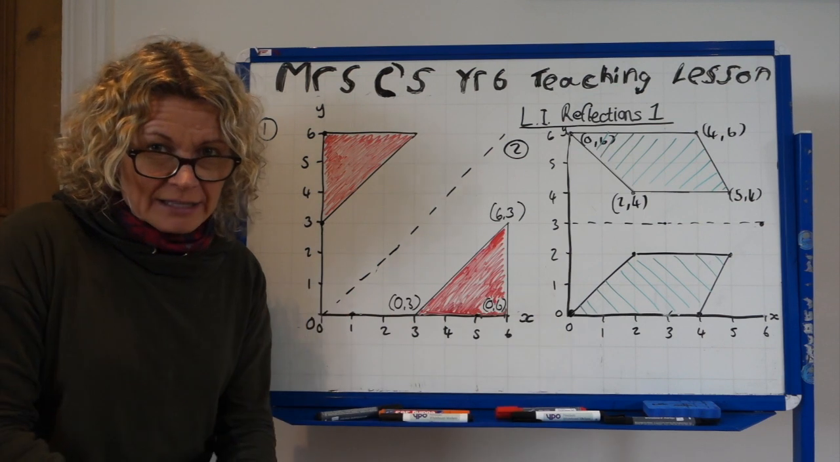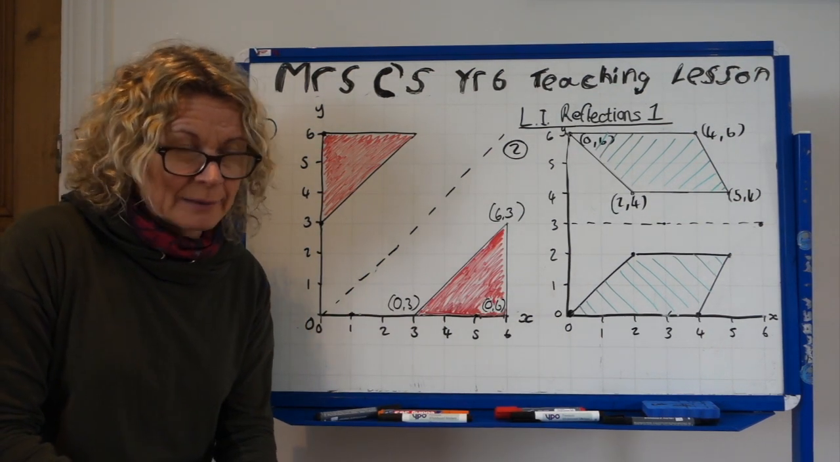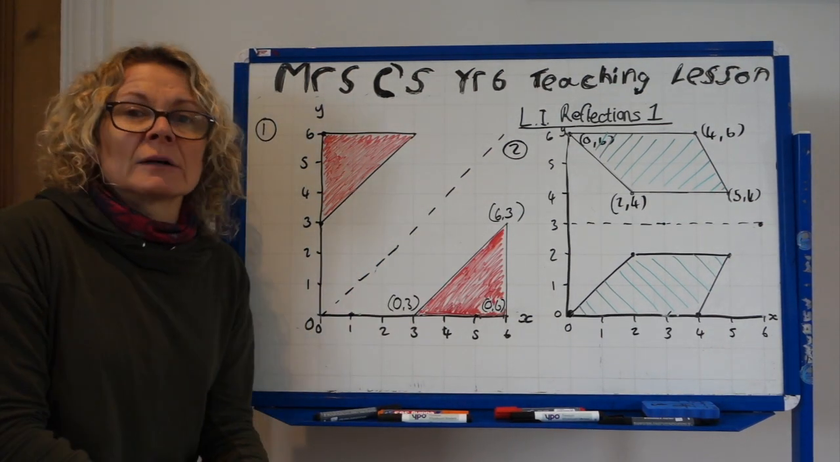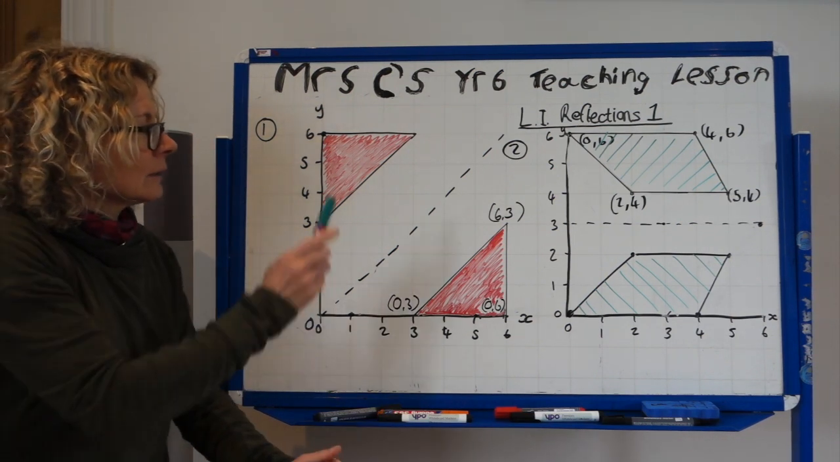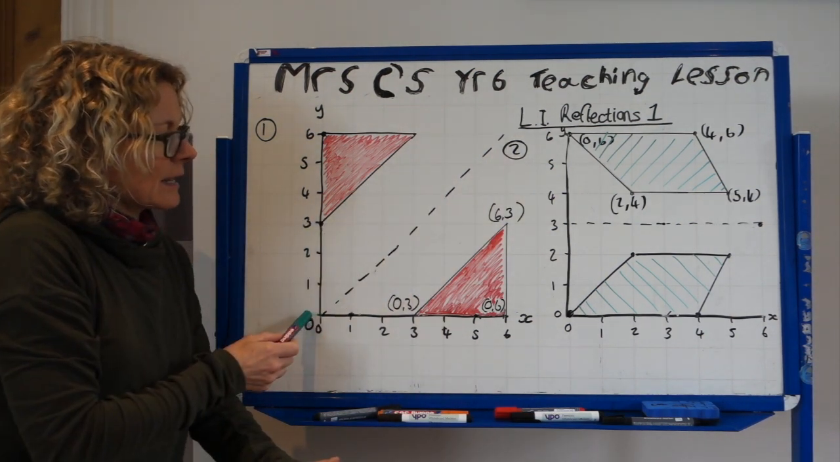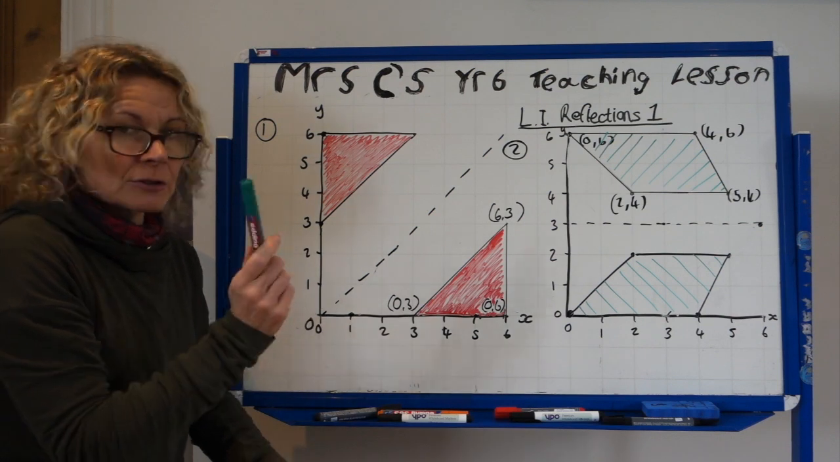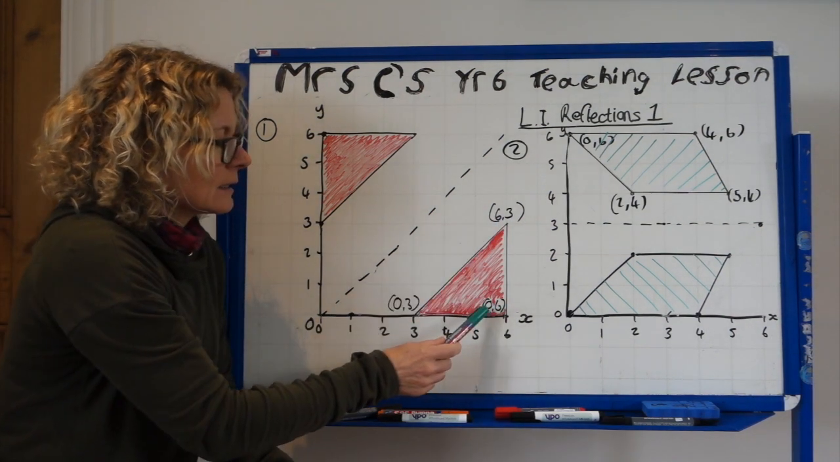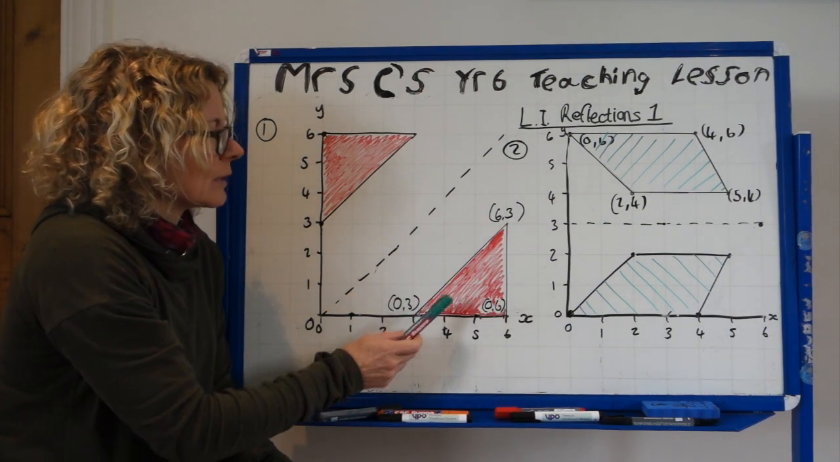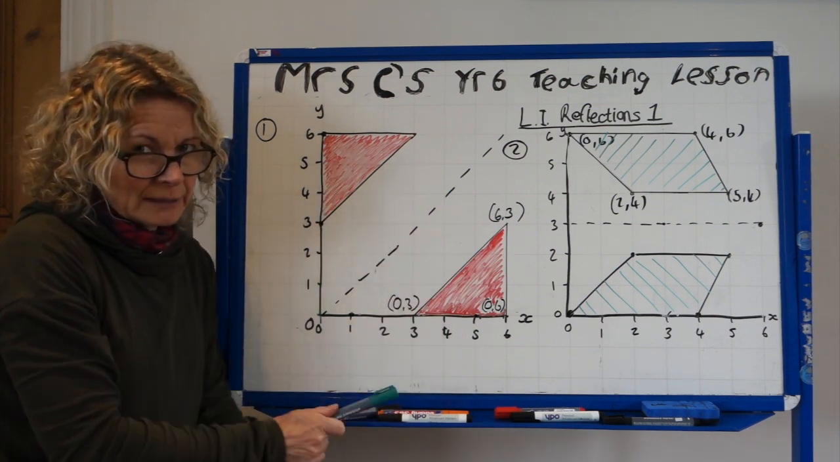Hello, here are the answers for yesterday's reflections, okay? So, the red triangle was reflected in this diagonal mirror line and the new coordinates were 6, 3, 0, 6 and 0, 3. Hopefully yours looked something a little bit like this.